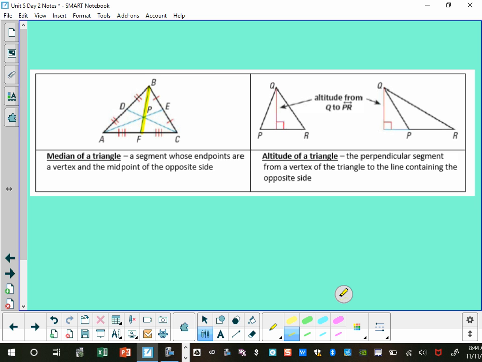There are two more medians in this picture. What are they, depending on how you look at the picture? DC and AE. Yeah, DC is a median, and AE is a median. It all depends on how you look at it. Vertex to midpoint. Those are my medians.